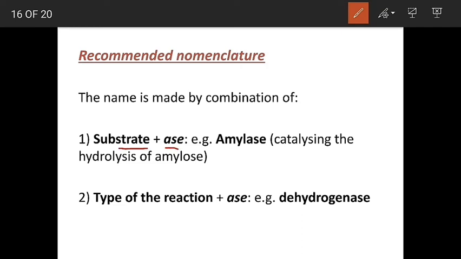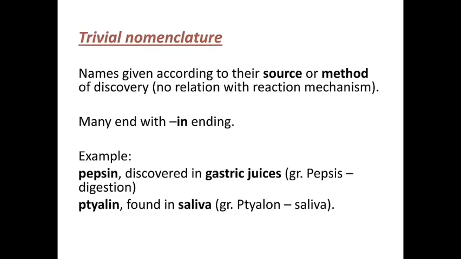the type of reaction, that is the substrate plus ase. One such example is amylase, which catalyzes the hydrolysis of amylose, and another example is dehydrogenase. Now another form of nomenclature is the trivial nomenclature.